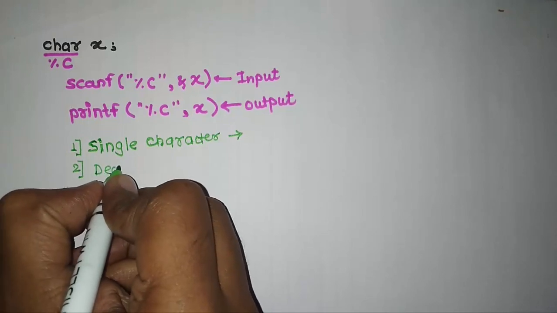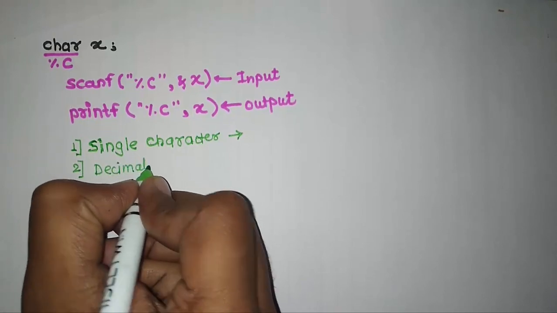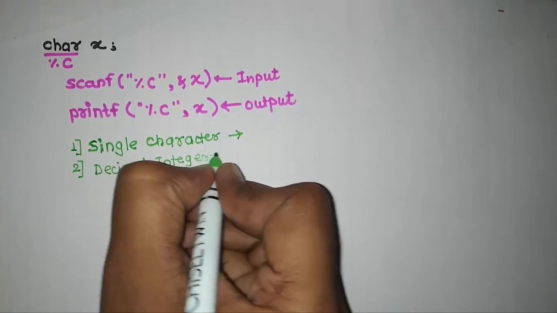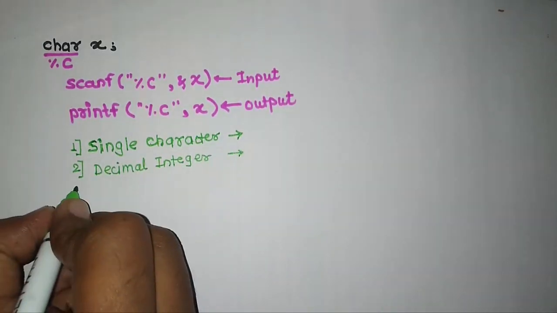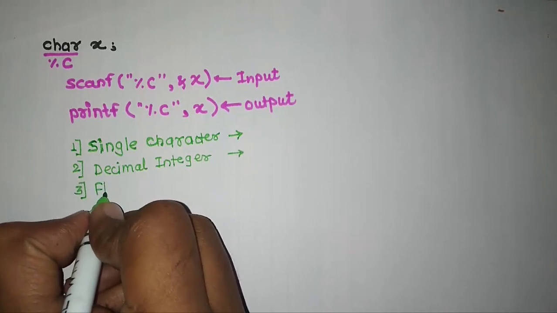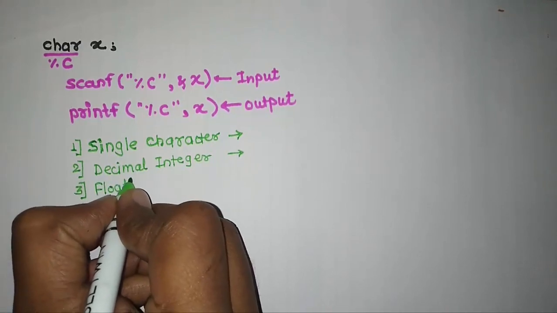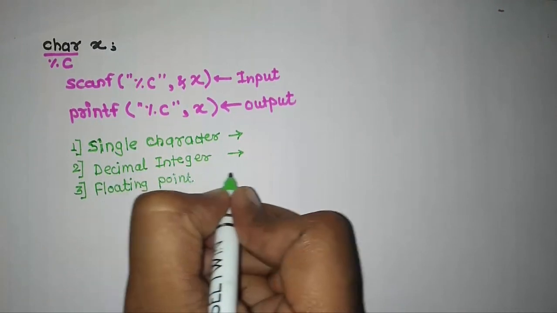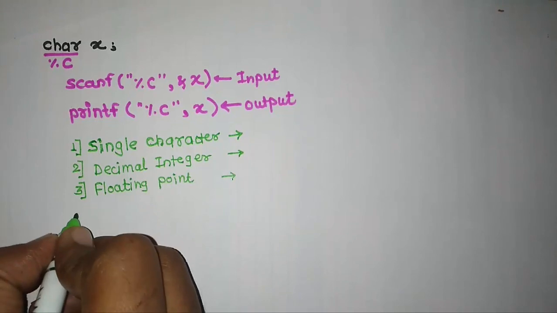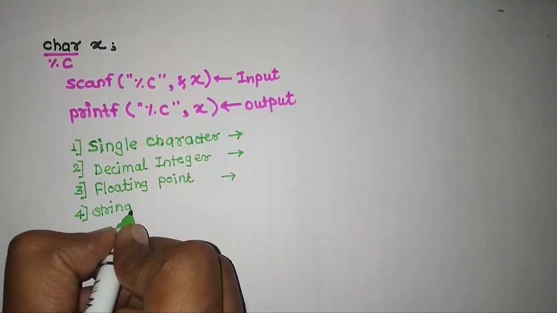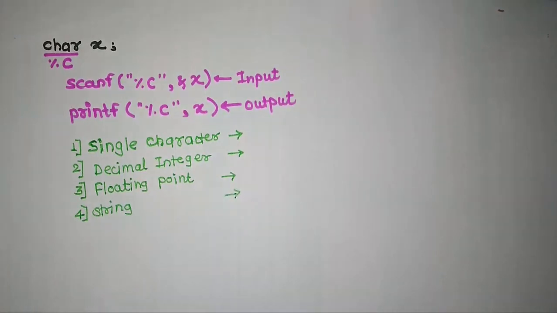Decimal integer, floating point value, then string. These are the most widely and commonly used, say, the domain for the data.